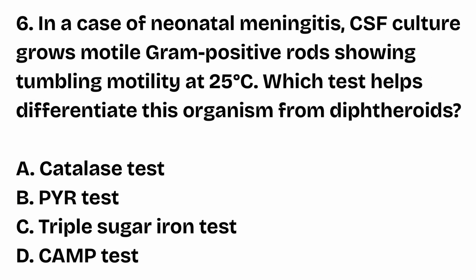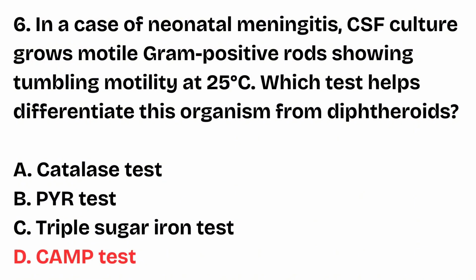Question number 6. In a case of neonatal meningitis, CSF culture grows motile gram-positive rods showing tumbling motility at 25 degrees Celsius. Which test helps to differentiate this organism from diphtheroids? Catalase test, PYR test, triple sugar iron test, CAMP test. The right answer is option D, CAMP test.